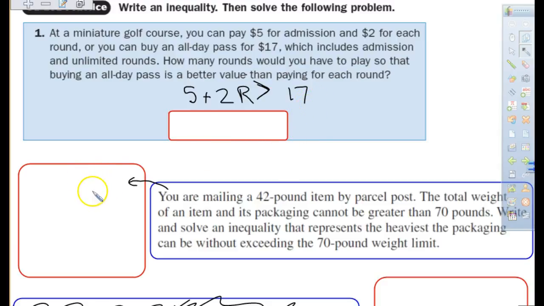If I was writing this one, I have a 42-pound item, like maybe my suitcase, and I want to figure out how much more I can put in it, right? So that it cannot be greater than 70, which means it could be less or equal. If any of you have ever flown, they say your bag can be 50 pounds or less. It can be exactly 50 pounds. Or it could be less than that, okay? Does that make sense for writing that one? The parcel is just the envelope.